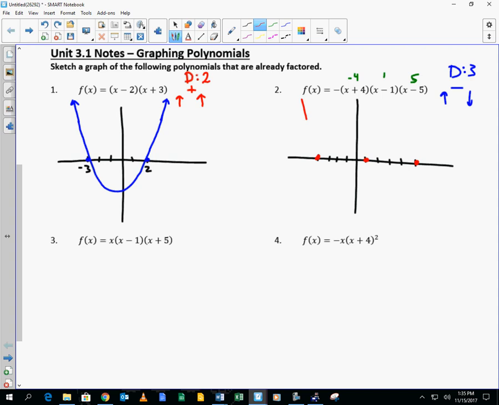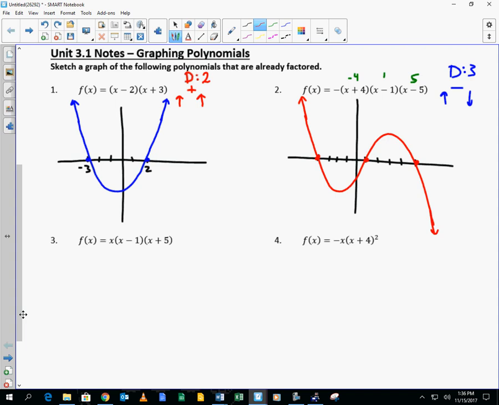Okay. Starts up, finishes down, and they are all single roots. See, that's negative. If it's negative, it must finish down. Doesn't matter whether it's an even degree or an odd degree. If it's negative, it finishes down.